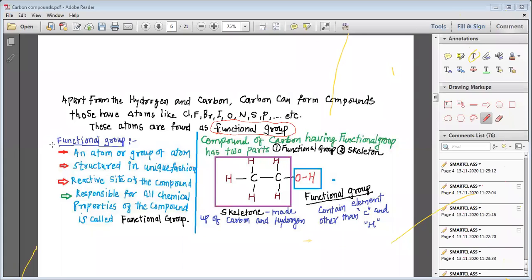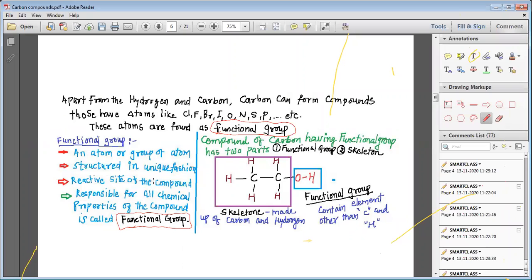What is the definition of the functional group? Let's have a look. An atom or a group of atoms structured in unique fashion, reactive site of the compound, and responsible for all chemical properties or all chemical characteristics of the compound is known as the functional group.